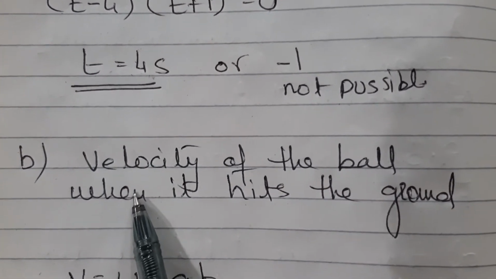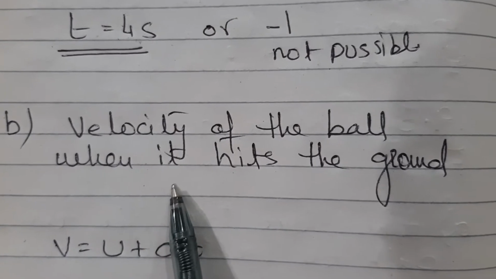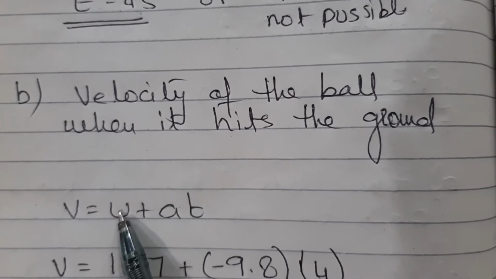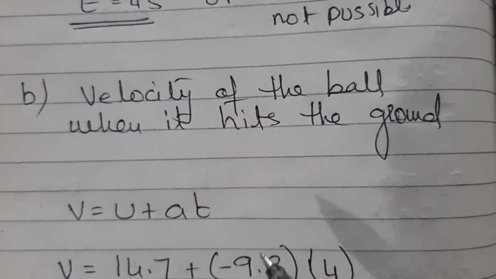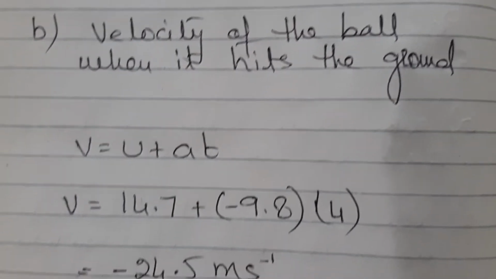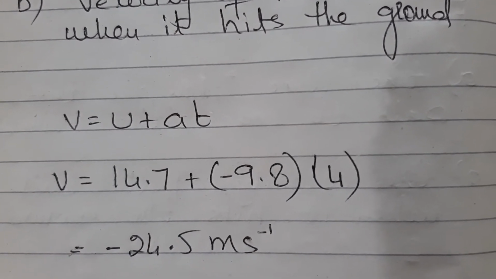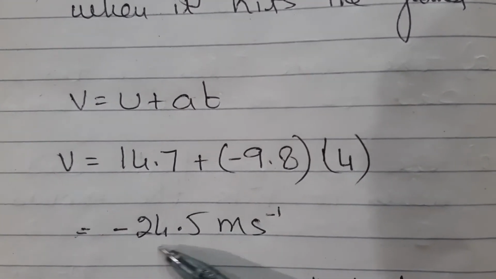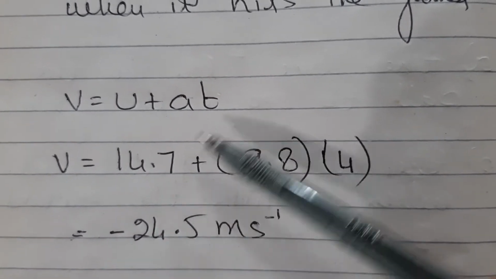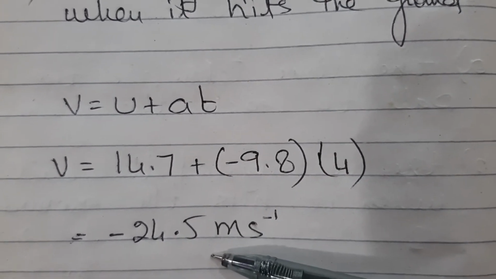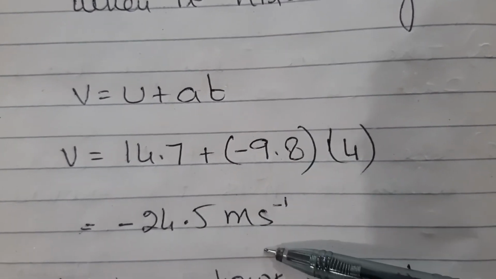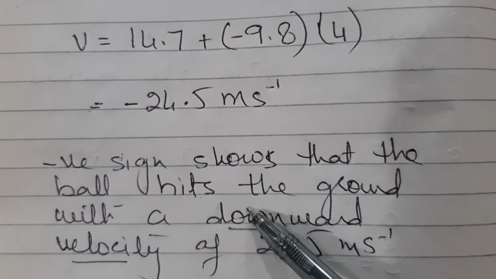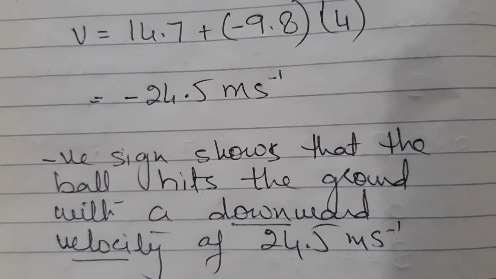The second part of the question is saying find the velocity with which the ball will hit the ground. So now I need to find v. So u is given to me, a is given to me, and t I have just found. So u is 14.7, a is minus 9.8, and t is 4. The minus sign here indicates that it is downward, right? You are hitting with this velocity downward because u was upward. So the negative sign shows that the ball hits the ground with a downward velocity of this.